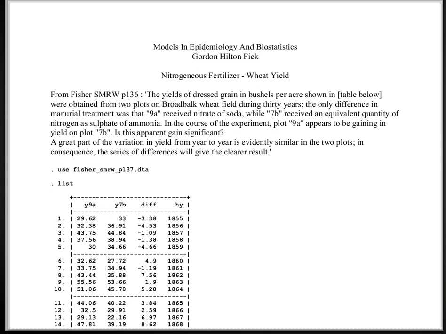In one of the plots, called here 9A, there was a fertilizer treatment of something called nitrate of soda. And in plot 7B, there was a judged to be equivalent quantity of sulfate of ammonia. Okay, the topic is grain yield, wheat yield, and the exposure here is the type of fertilizer. And further, in this instance, we will see that the year is viewed as a potential confounder modifier.